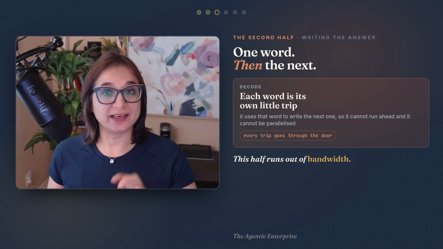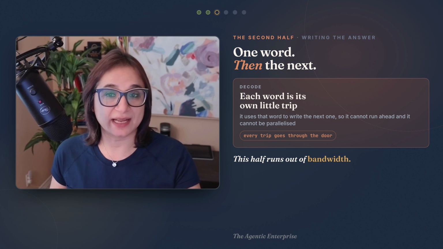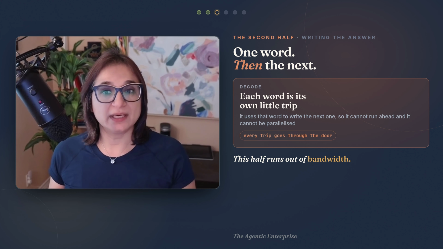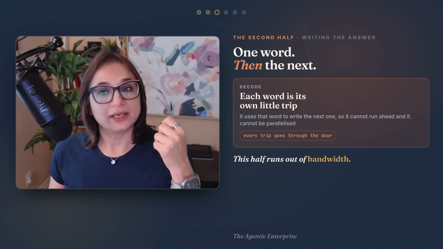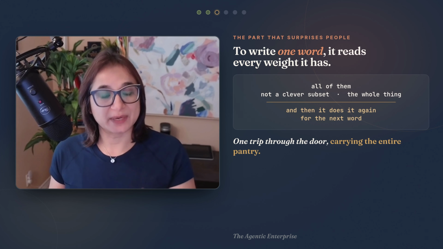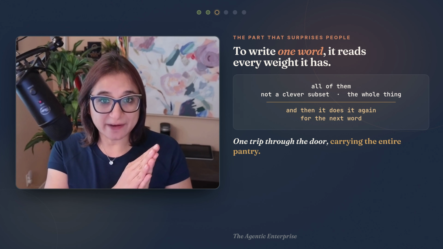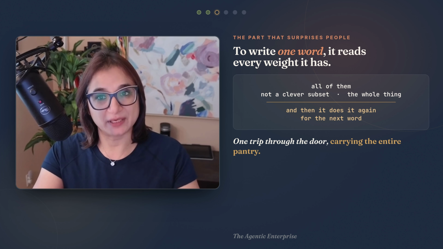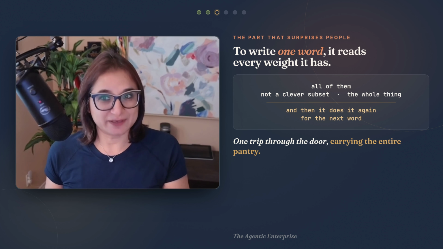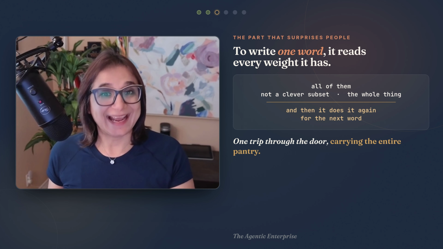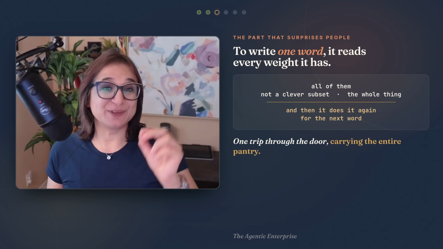So it cannot run ahead, and it cannot be parallelized. And every single word is its own little trip. And here's the part that surprised me when I first sat down with it. To write one word, your model reads every one of its weights out of the memory, all of them. Not a clever subset, the whole thing. And then it does it again for the next word.